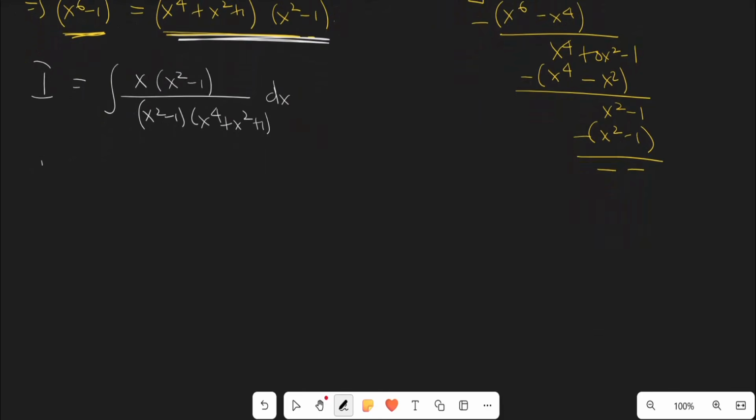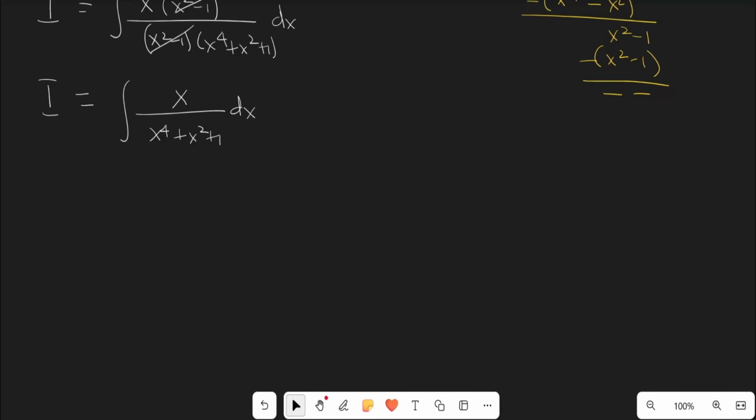Cool. Now let's deal with this one. So I is going to be the integral. This will cancel that. Then you have x all over x raised to the power 4 plus x squared plus 1 dx. And we can express this one as the integral of x all over x raised to the power 4, I'm going to write that one as x squared squared, plus x squared plus 1 dx.